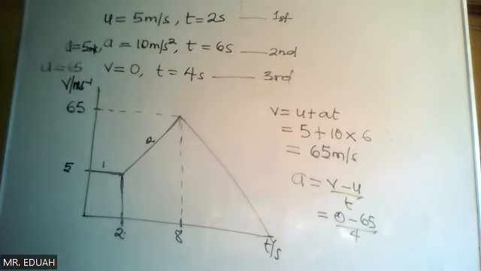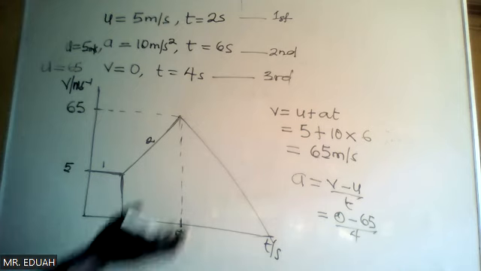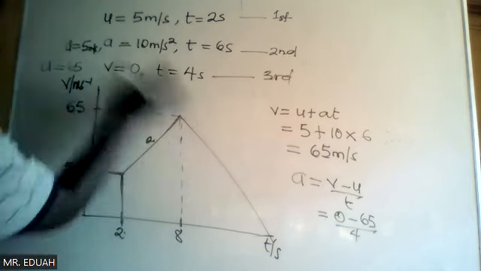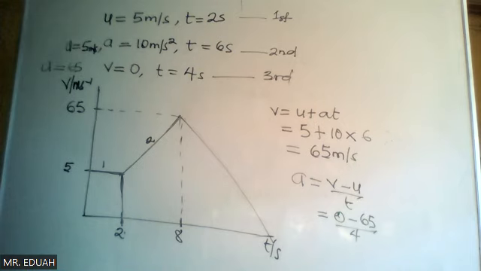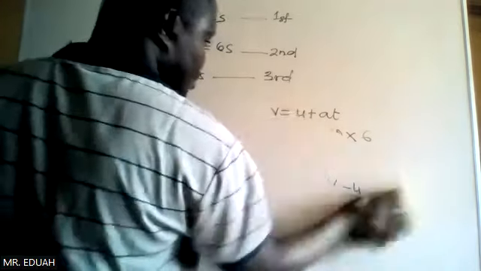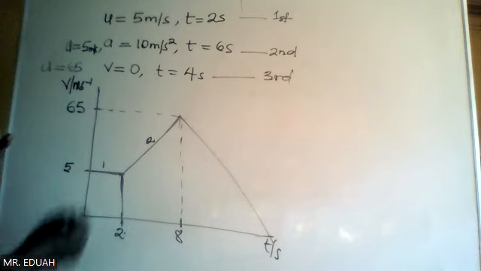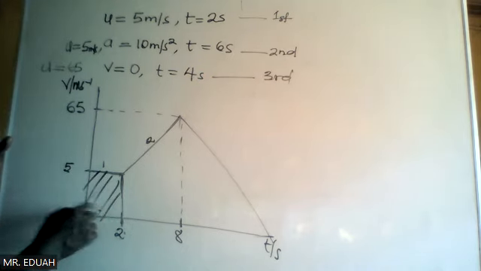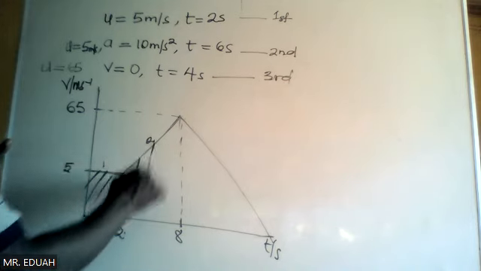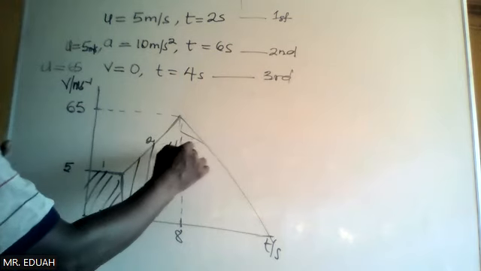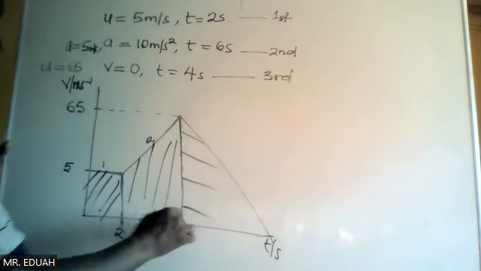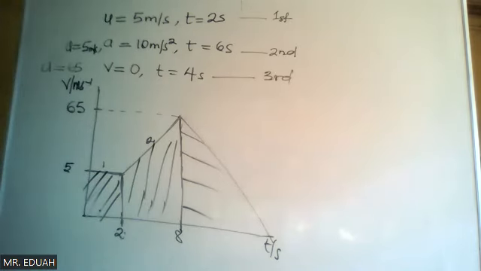The total distance traveled. Here, since the motion is along the positives, total distance is equal to the total displacement. So let's determine the total distance traveled. The area under the graph and the time axis becomes the total distance. This is a rectangle, this is a trapezium, and this is a triangle. So we have three different areas to calculate.